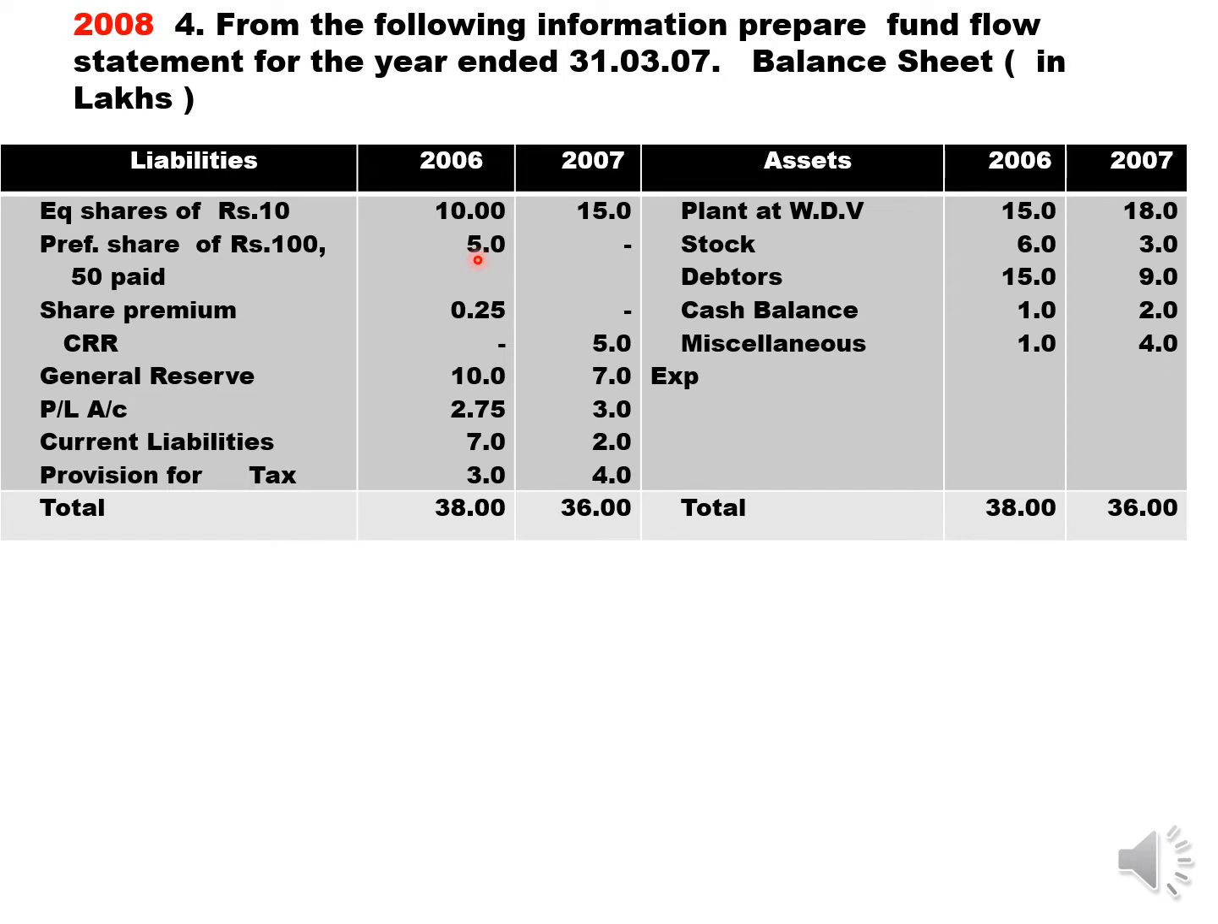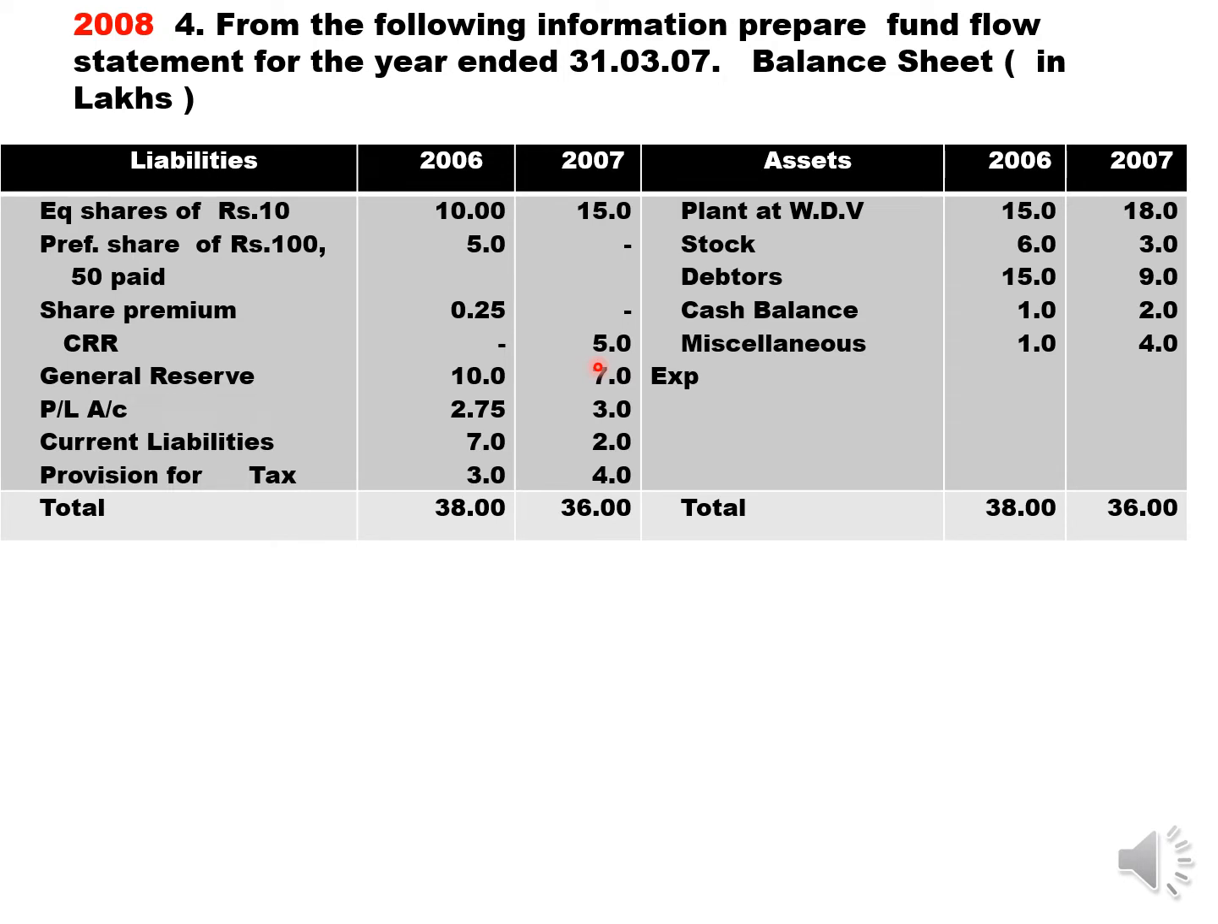So in our problem, preference shares are redeemed. It will come in FFS. Share premium 0.25 means 25,000. Current year we don't have. Let us discuss this in working note. CRR, that's called capital redemption reserve. Last year we don't have, but current year we have 5 lakh. Ignore this. But however, it will come in ledger accounts. We will see the working later.